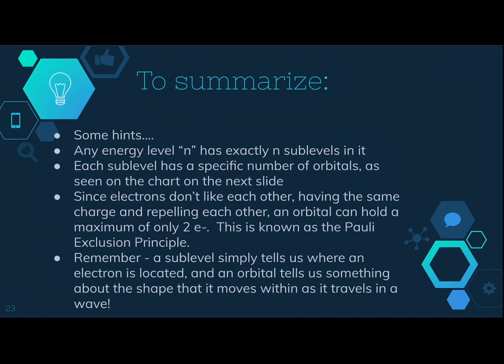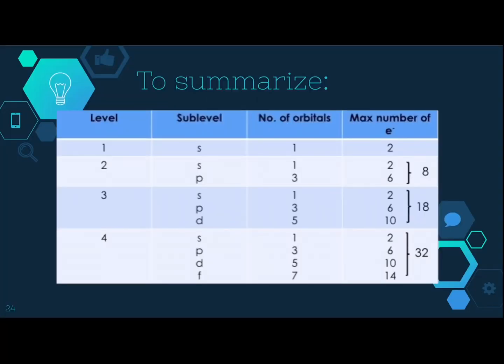Since electrons don't like each other, they're negative, having the same charge and repelling each other, an orbital can hold a max of 2 electrons. This is called the Pauli exclusion principle. That says each orbital can hold 2 electrons. Also remember, for a sublevel, the letters simply tell us where the electron is located, but the orbital tells us more about the shape that it moves as it travels in a wave.